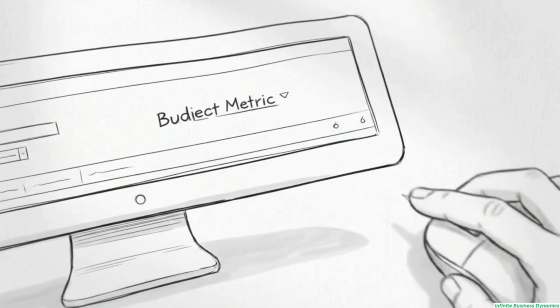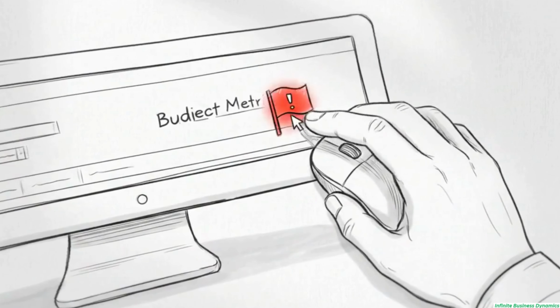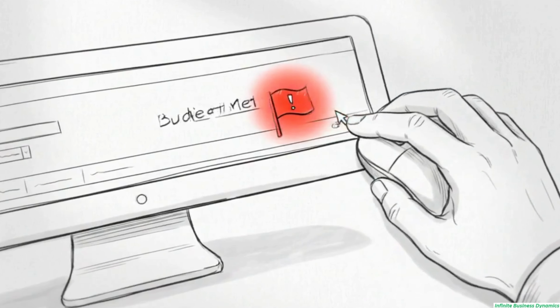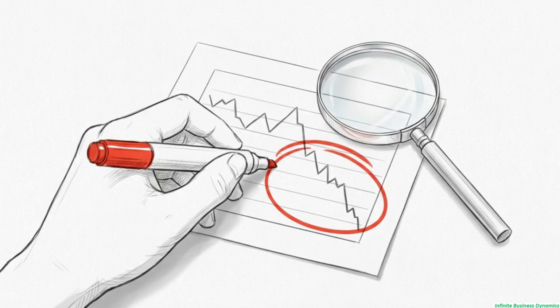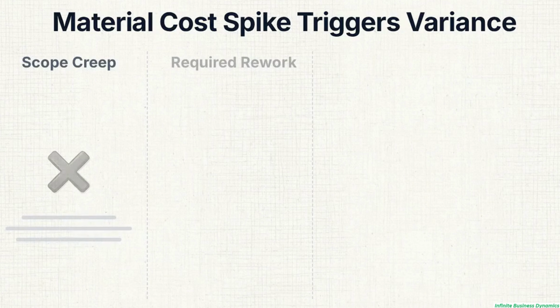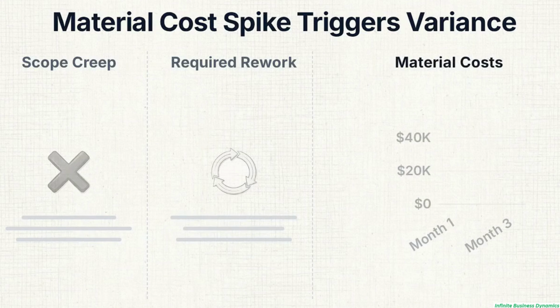Variances are signals, not final grades. Treating them as a permanent score on team performance misses their intended purpose. When these metrics show a negative variance, the immediate next step is to investigate the cause. This allows leaders to uncover specific issues, like scope creep, required rework, or spikes in material costs.